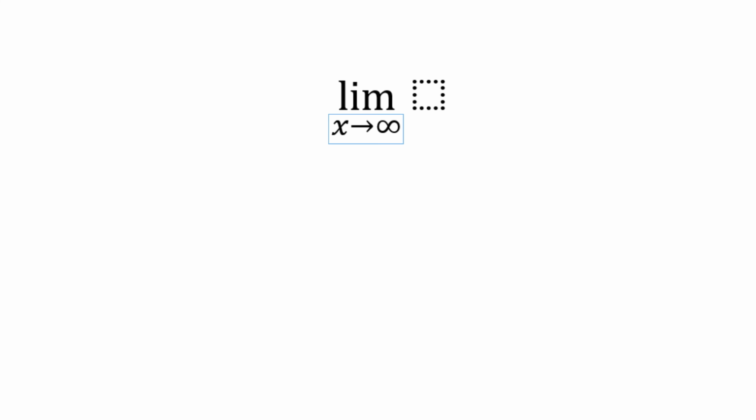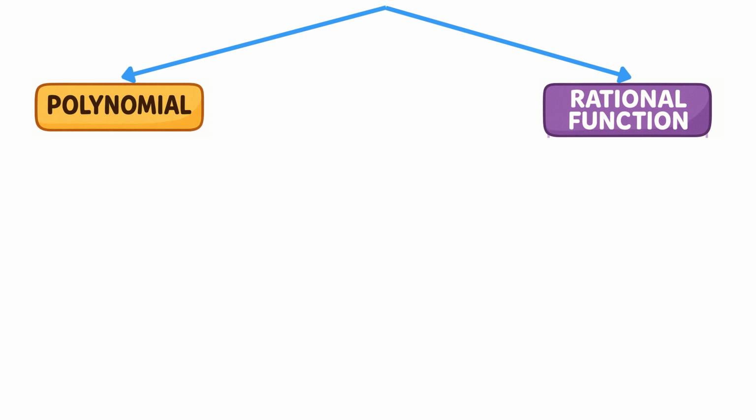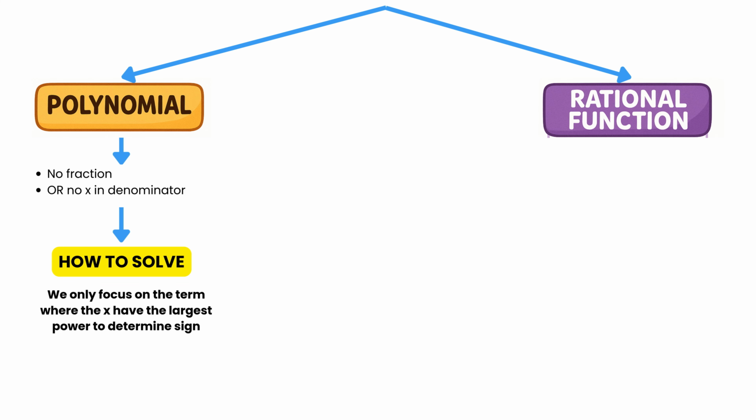So to quickly sum everything up, when you've got a limit that tends toward infinity, it's either going to be a polynomial or a rational function. For a polynomial, we know the sum will have no fractions, or if there is a fraction, there's no x underneath the fraction. What do we do with these limits? We only focus on the term with the highest power of x. That's how we figure out the sign of our answer. Important to remember, a polynomial limit to infinity will always be either positive infinity or negative infinity. So your only job is to work out the sign of the infinity.